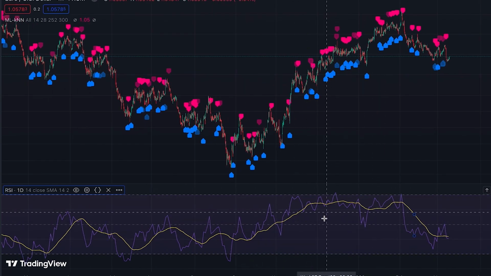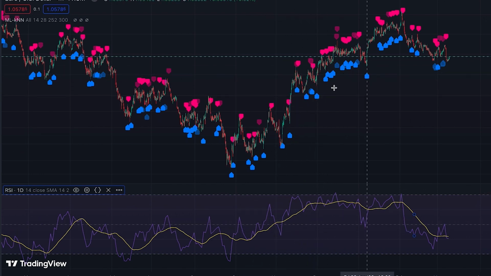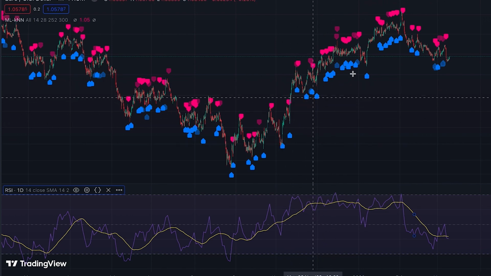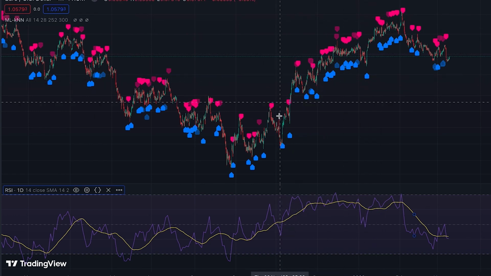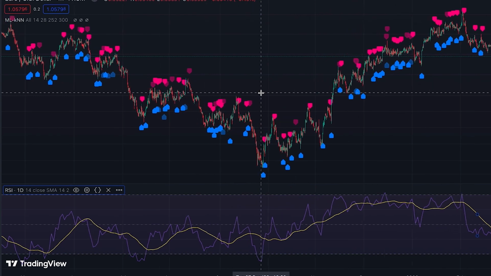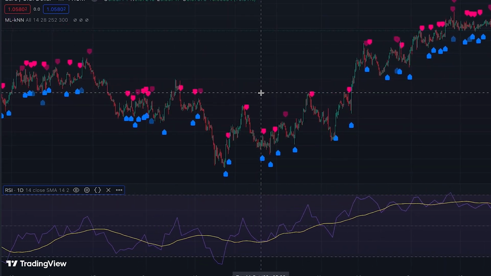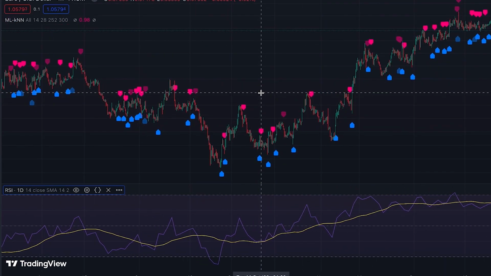So in this situation, when RSI shows that we are in an uptrend, we only take the bullish signals, the signals where these blue labels appear on the chart. In this situation, we don't take these bearish signals because they're just a sign of a pullback or short pause within this uptrend.